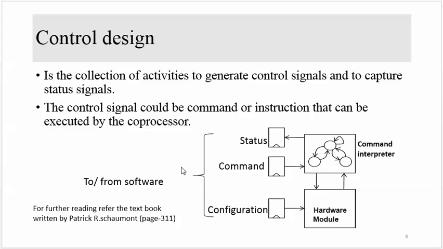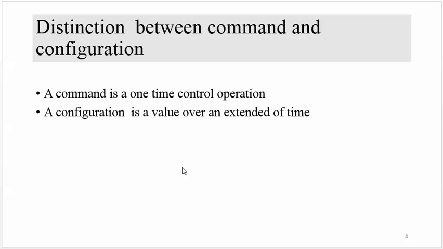The command is a one-time control operation, while a configuration is a value which will affect the execution of the processor over an extended period of time, possibly over multiple commands. Here the distinction is that a command is a one-time control operation, while a configuration is a value that affects our system over an extended period of time.